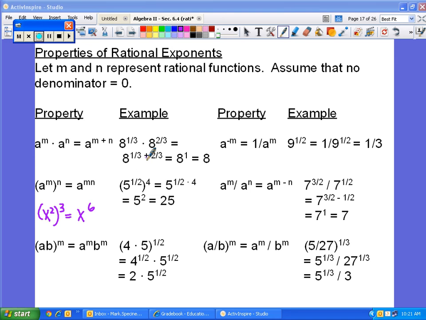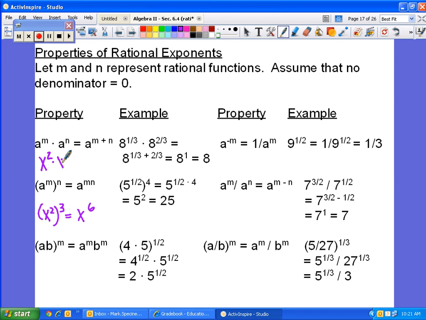Because that's the same as if I multiply x squared times x to the third. What's my answer? X to the fifth. The base doesn't change, only the exponents change. So don't get thrown off by the fact that it's numbers and not variables. If the bases are the same, you don't do anything to them. You leave the base alone and add the exponents.